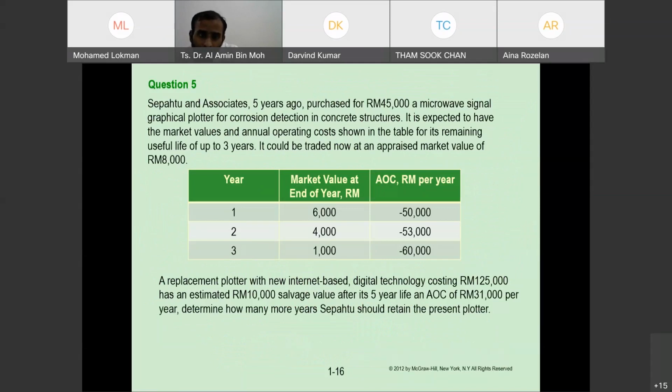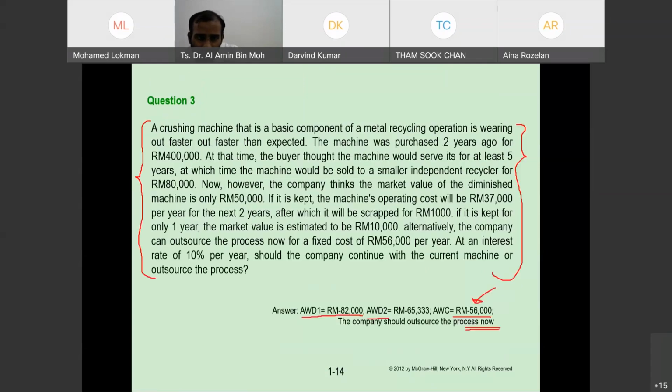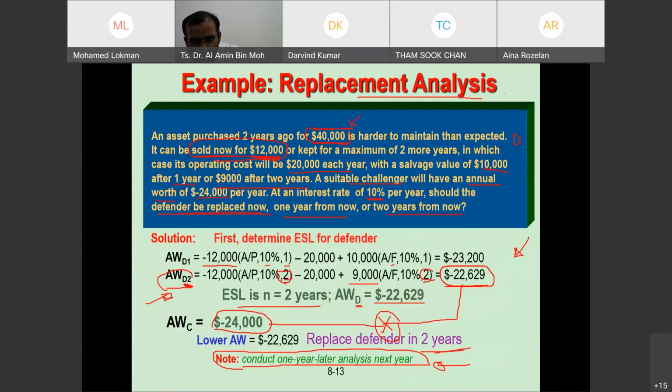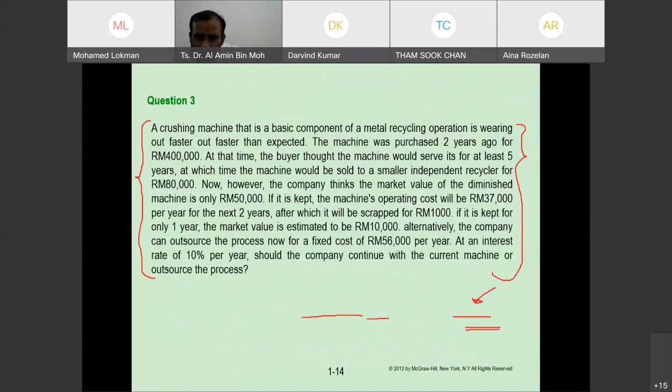No need to sketch at all. Okay, it depends. Basically, if we are able to extract the information, then you can continue with the calculation. But if we have a long sentence, then you may get confused. So it's advisable to draw the cash flow diagram, and you may have 2 different cash flow diagrams because you have defender and you have challenger. So you need to differentiate that.